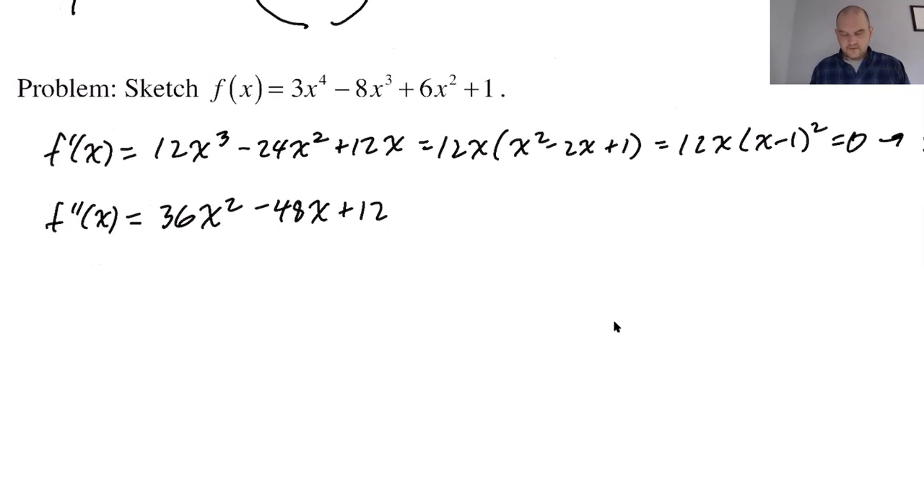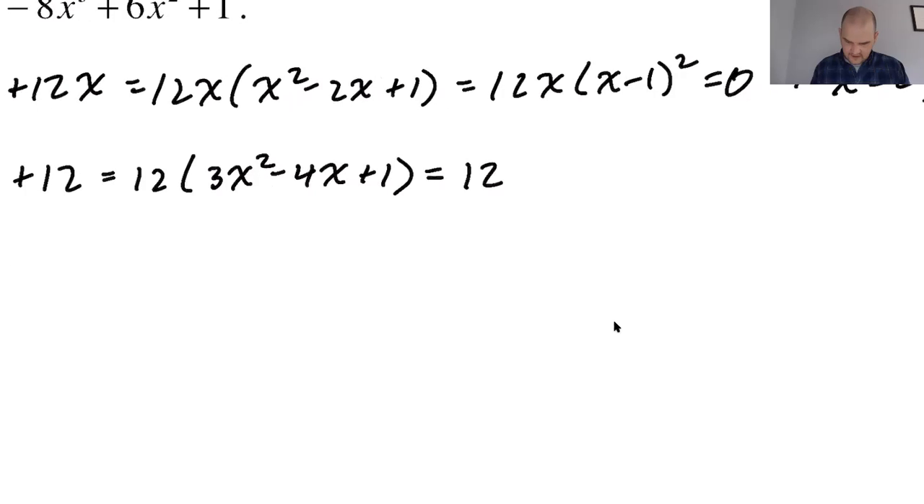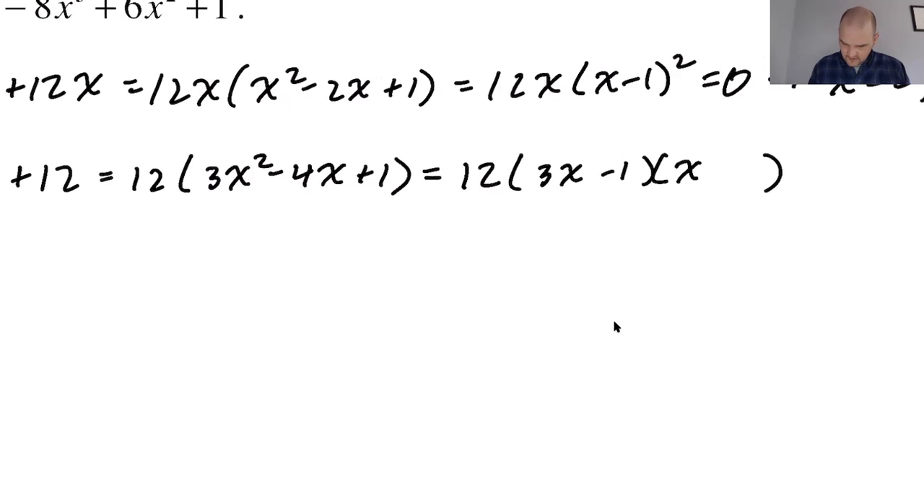And then here I'm going to take 12 out, and I get 3x squared minus 4x plus 1. So I've got to factor that. 12, 3x and x will give me 3x squared. And then -1 and -1 will give me +1, -1, -1.